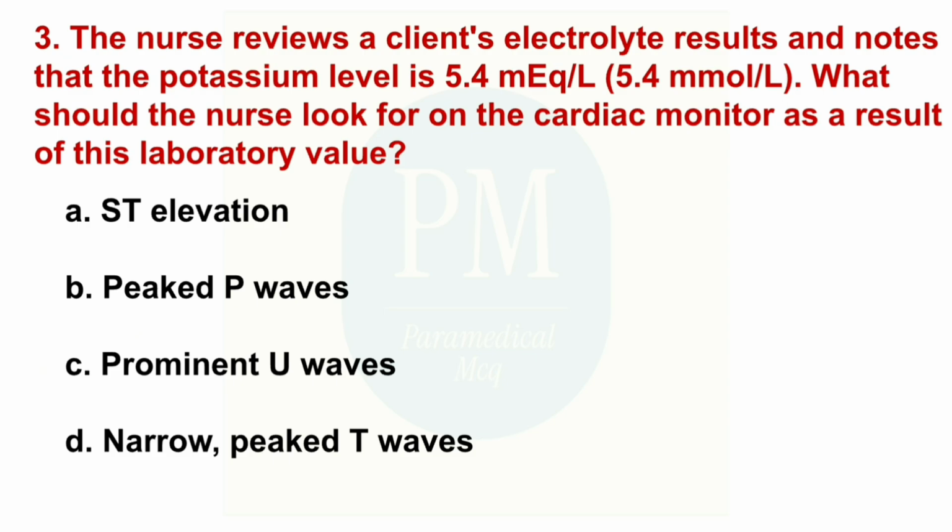The nurse reviews a patient's electrolyte results and notes that the potassium level is 5.4 mEq per liter, 5.4 mmol per liter. What should the nurse look for on the cardiac monitor as a result of the laboratory value? Option A, ST elevation. Option B, peaked P waves. Option C, prominent U waves. Option D, narrow peaked T wave. The correct option is option D, narrow peaked T wave.